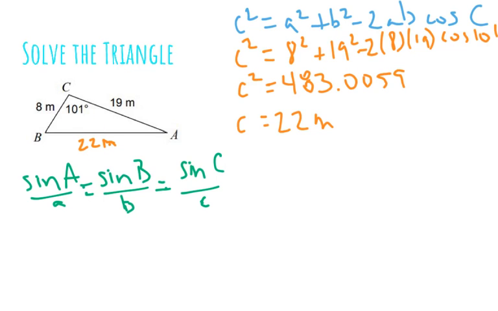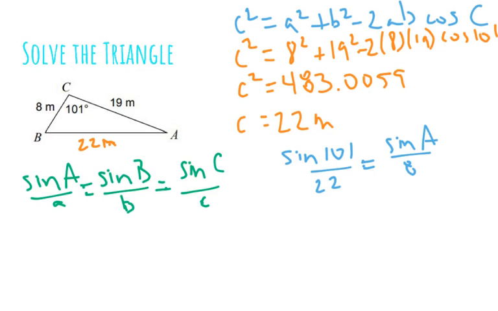So I'm going to start with the sine of 101 over 22 equals, and then now I can pick either A or B. And just for simplicity, I'm going to stick with A. So I'm going to have sine of A over side A, which is 8, right? And now we've worked on these problems previously, but we'll just run through it real quick.